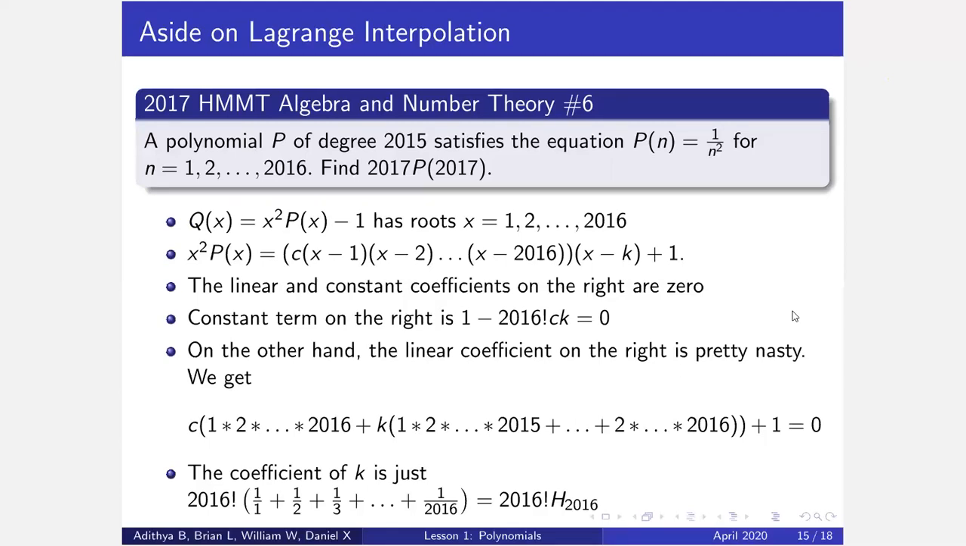Now we know that the left-hand side has a factor of x squared, which means that the constant coefficient and the linear coefficient on the right-hand side both have to be 0. So we set up equations to represent this situation. We solve them, and then we get the values of C and K. So we can actually find out what the polynomial P is, and then we can plug in n equals 2017 and extract the answer from there.